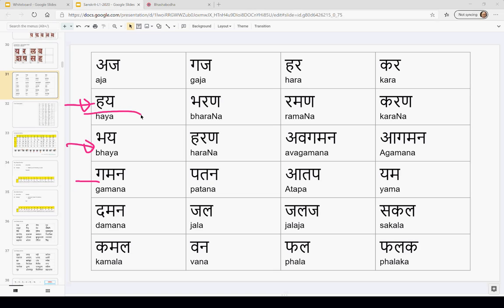What about the second line? Aja, I said, is goat. Gaja is elephant. Hara is also the one who takes away. Harana is the act of taking away, Hara is one who takes away. Kara, most of you know, is hand. And Haya.